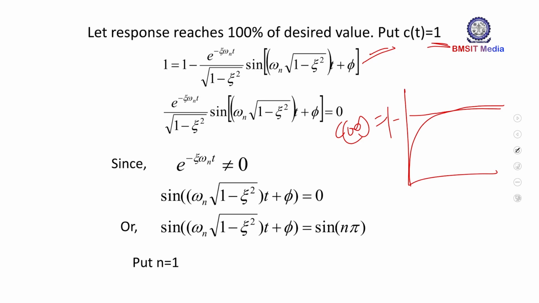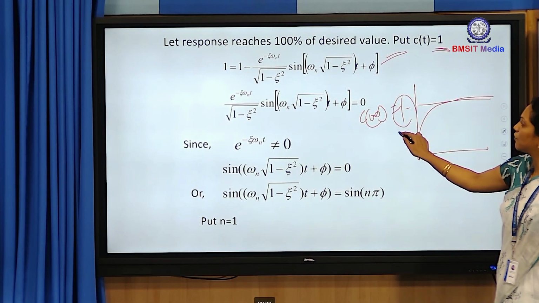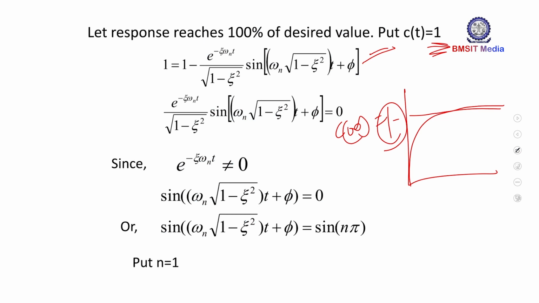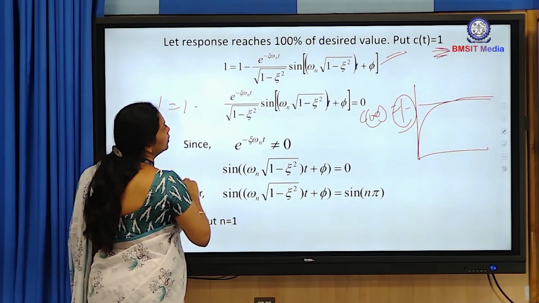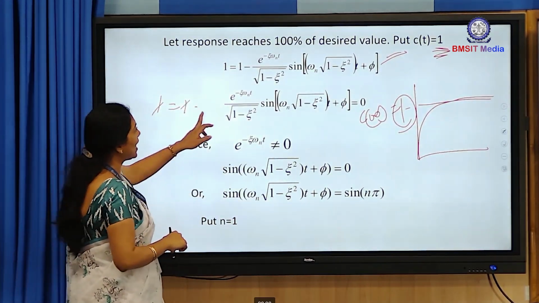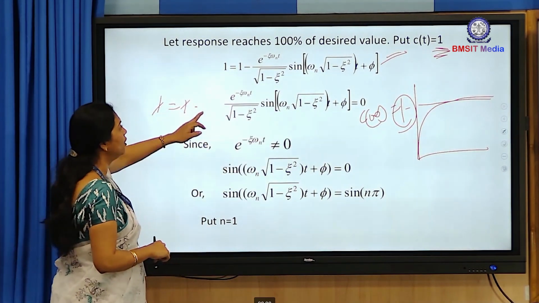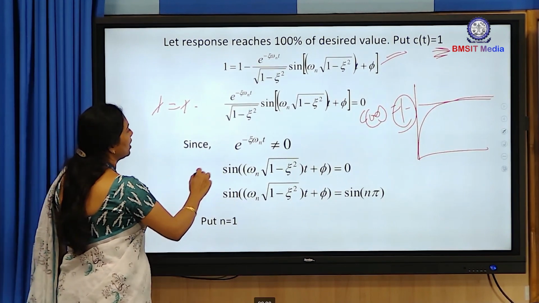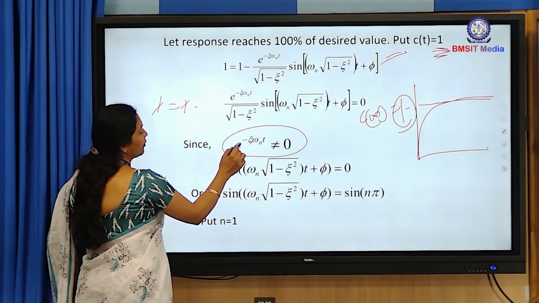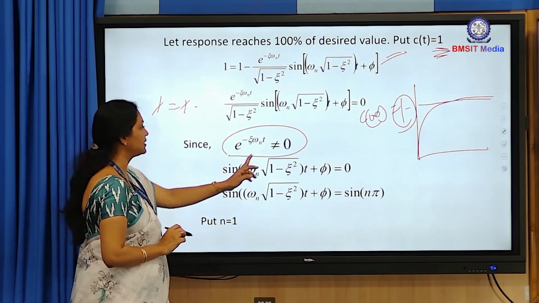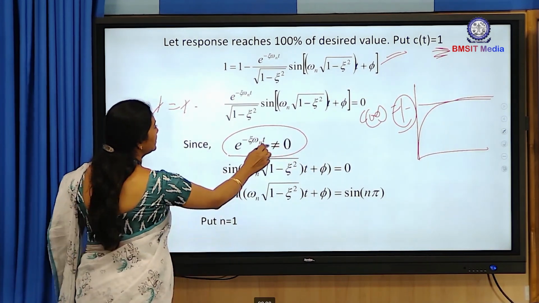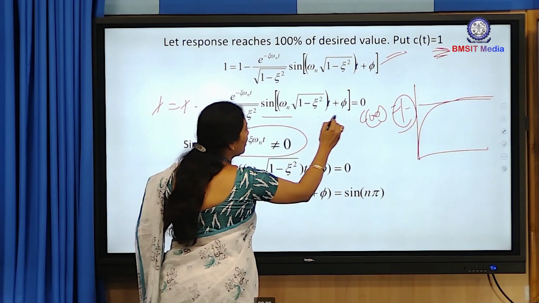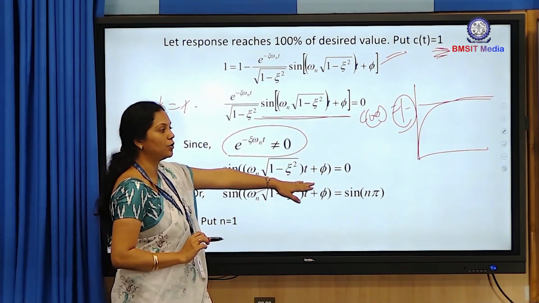And what is C of infinity? That C of infinity is always equivalent to 1. Therefore, I am making the substitution that C of t is equivalent to 1. So, 1 is equal to 1 minus this term. This 1 and this 1 get cancelled and I am equating this value to 0. Now, after equating this value to 0, I am saying that e to the power of minus zeta omega n into t is not equivalent to 0. If this is not equivalent to 0, then the second part must be equivalent to 0.